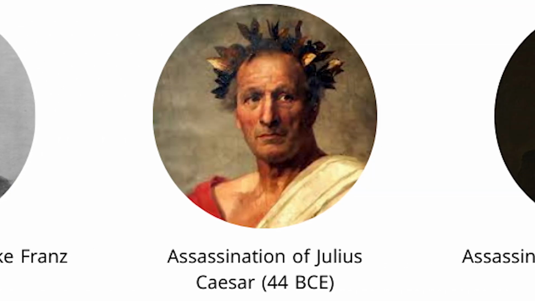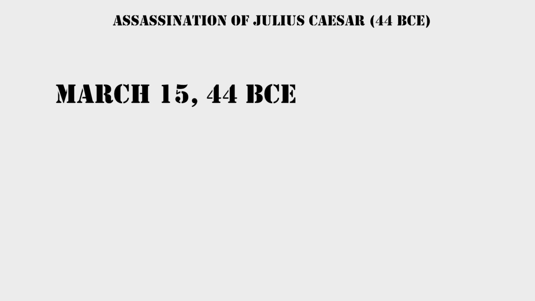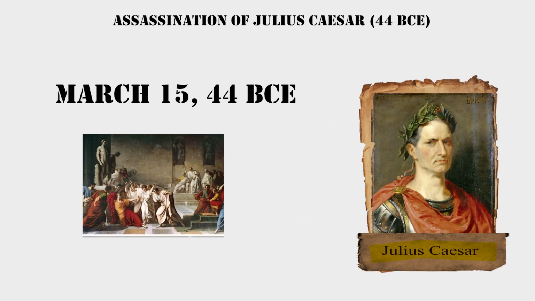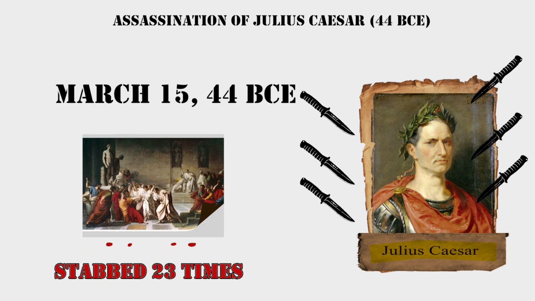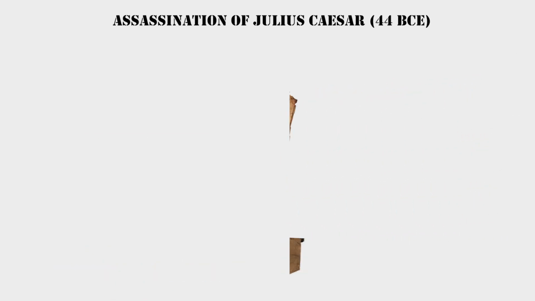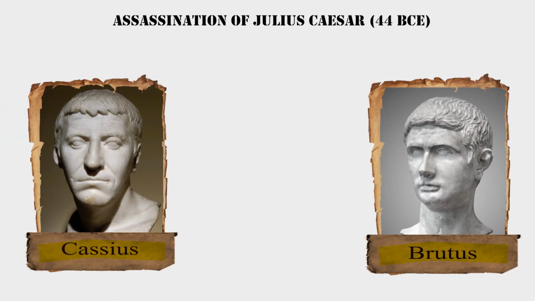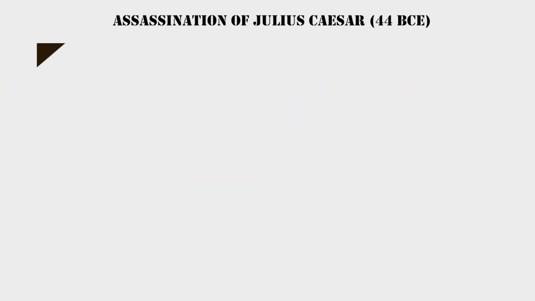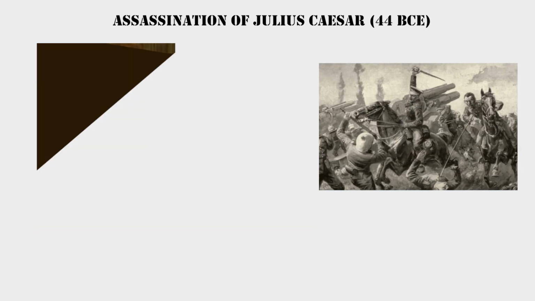2. Assassination of Julius Caesar, 44 BCE. On March 15th, 44 BCE, Julius Caesar, Rome's most powerful leader, was surrounded by conspirators in the Senate and stabbed 23 times. The plot, led by Brutus, Cassius and others, aimed to restore the Republic and halt Caesar's consolidation of power. Instead, his death plunged Rome into chaos.